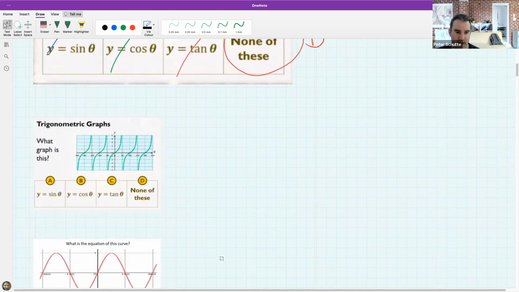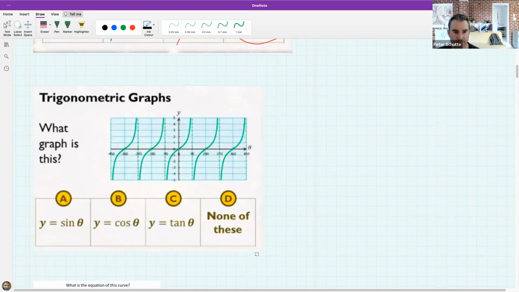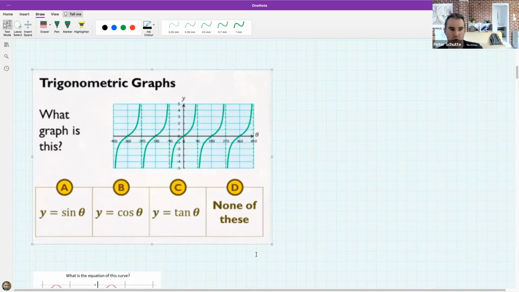Okay, let us do this one. What graph is this one?